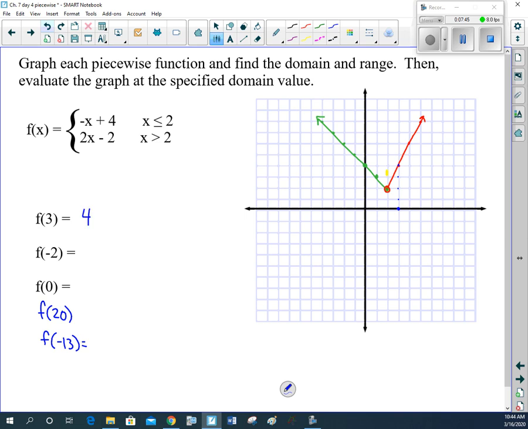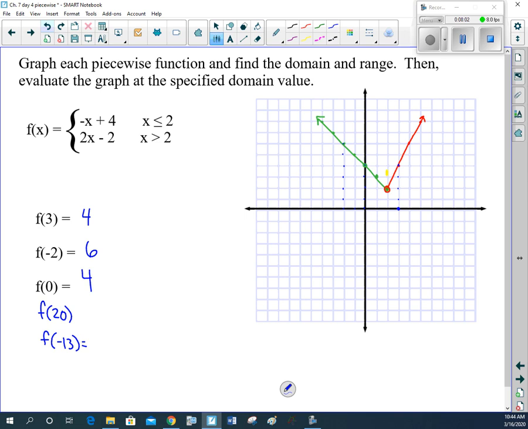I could come and do negative 2, same way. So I'm going to count 1, 2, and then I'm going to go up 1, 2, 3, 4, 5, 6 till I hit my graph. That would be 6. And then f of 0, here's 0, 1, 2, 3, 4. I hit my graph, so my answer is 4.